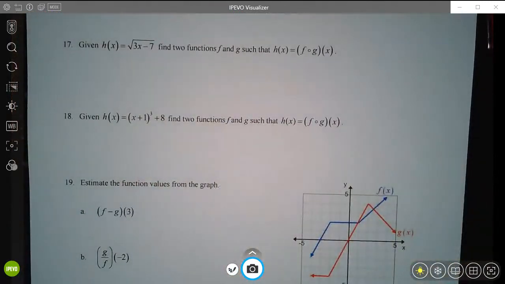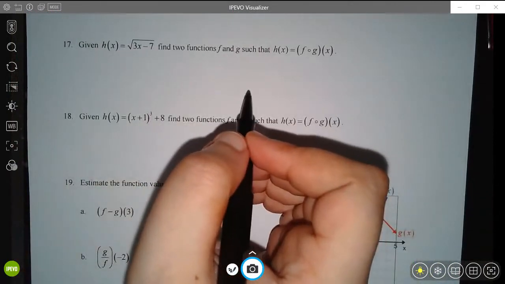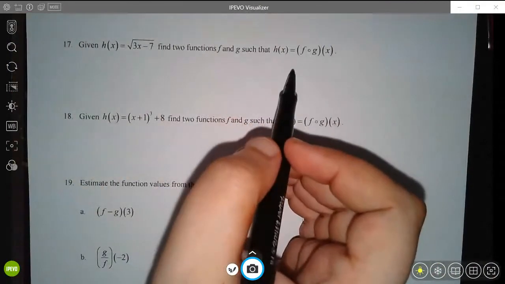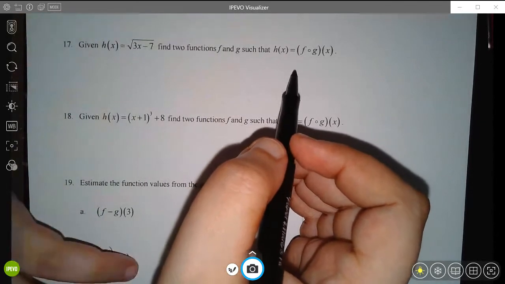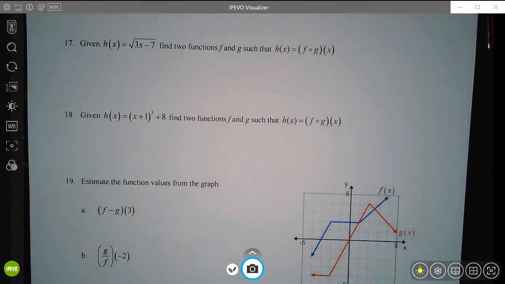So can someone give me one possibility? What do you think f and g could be? Because remember, we are plugging one into the other. Okay, what do you mean one? Okay, x plus 2. So x plus 2 is which function, and what would the other one be?